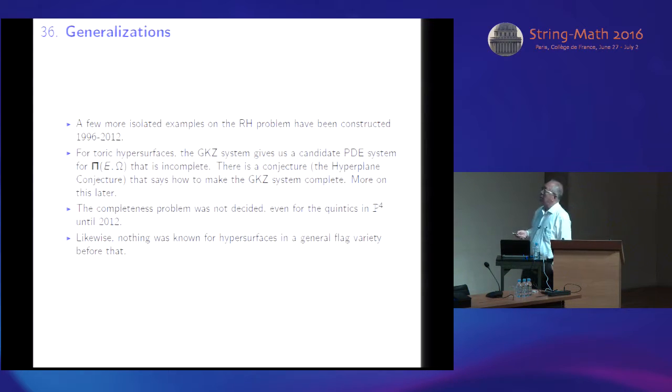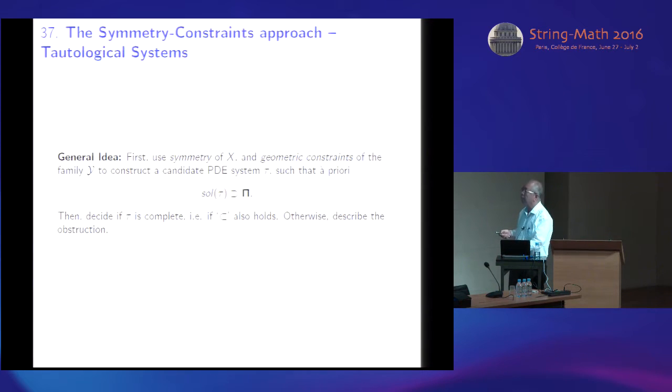Okay. Well, for toric hypersurfaces, the GKZ system gives us a candidate PDE system that is not complete. And so we would like to understand more generally what to do. This completeness problem is actually not trivial. For many cases, it was not known until a few years ago. So we'd like to explain what we can do.